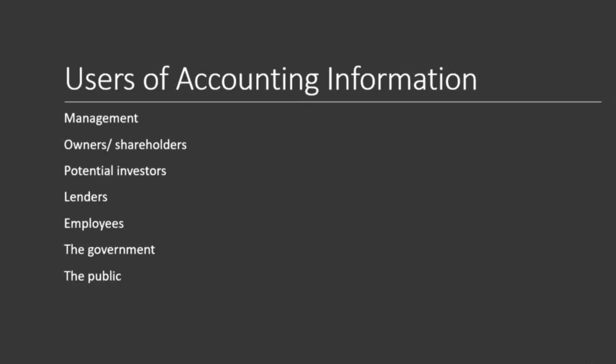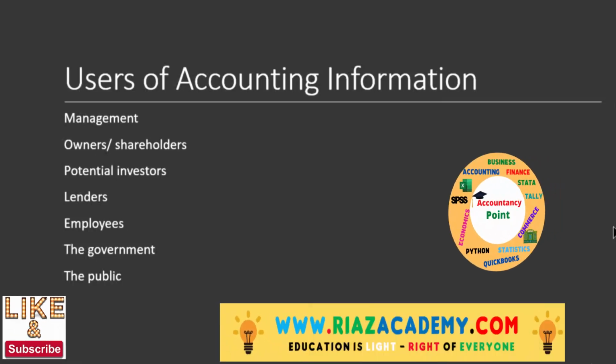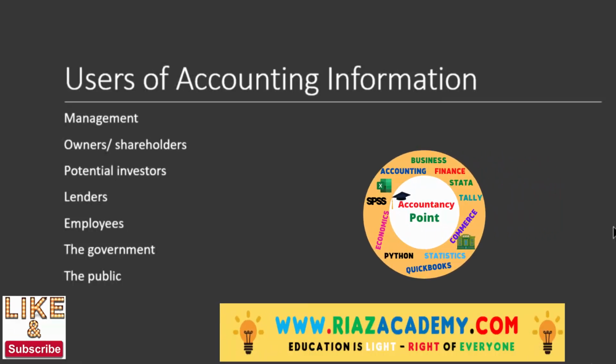Users of the accounting information. Users of the accounting information here means the users of the financial statements that we prepare at the end of the accounting period. Many people are interested in the financial statements, obviously the management. Their job is to run the business and hopefully to make a profit. And obviously the owners and the shareholders: I'm interested in how much profit my business is making. I'm interested in what my business is worth. Potential investors: if you are thinking of putting money into my business, you will want to know how well my business is doing.